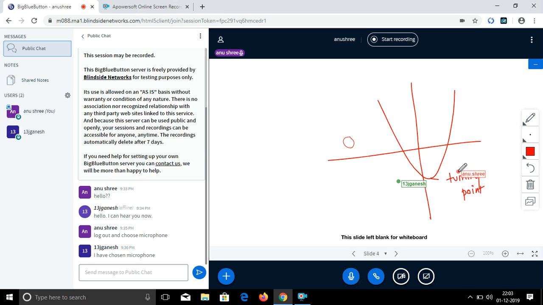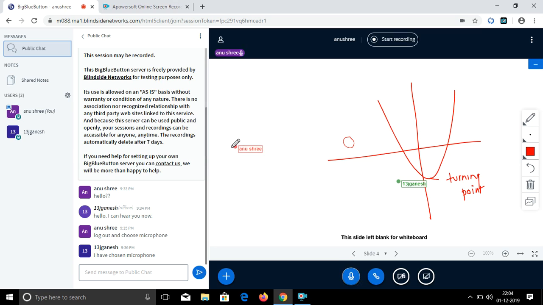Now, where this curve is cutting the x-axis, the x-axis is what? The horizontal one. And how many points can you see that this curve is cutting at the x-axis? This curve cuts the x-axis at which points? At how many points? You tell me. Like the number of points at which this curve is intersecting the x-axis.